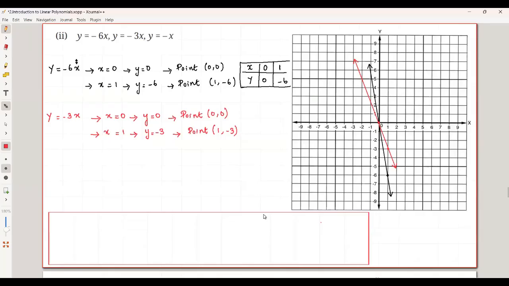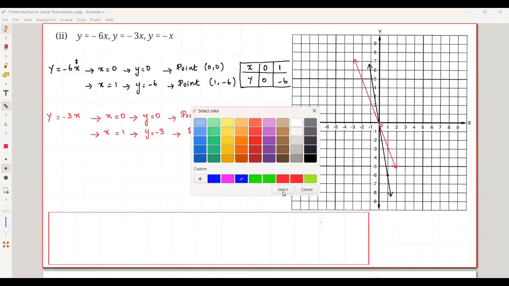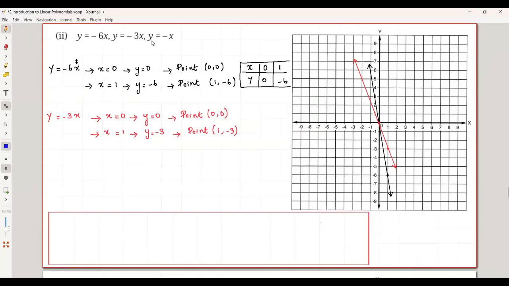Now third, right? So third, I'm just going with blue. Third is given as y is equal to minus x. So in this equation, first you just take x is equal to 0. If you take x is equal to 0, y also 0 only. Therefore, the point will be 0 comma 0.